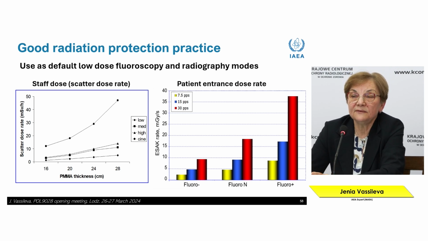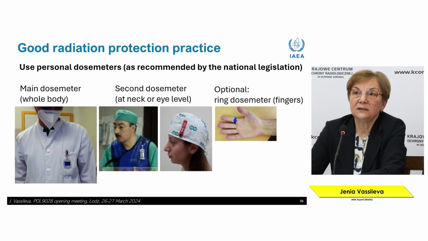So this is one of the simplest ways of reducing both patient and staff dose: using a low pulse rate for fluoroscopy, of course depending on the procedure, the lowest possible for the procedure type, and using the lowest acquisition mode.